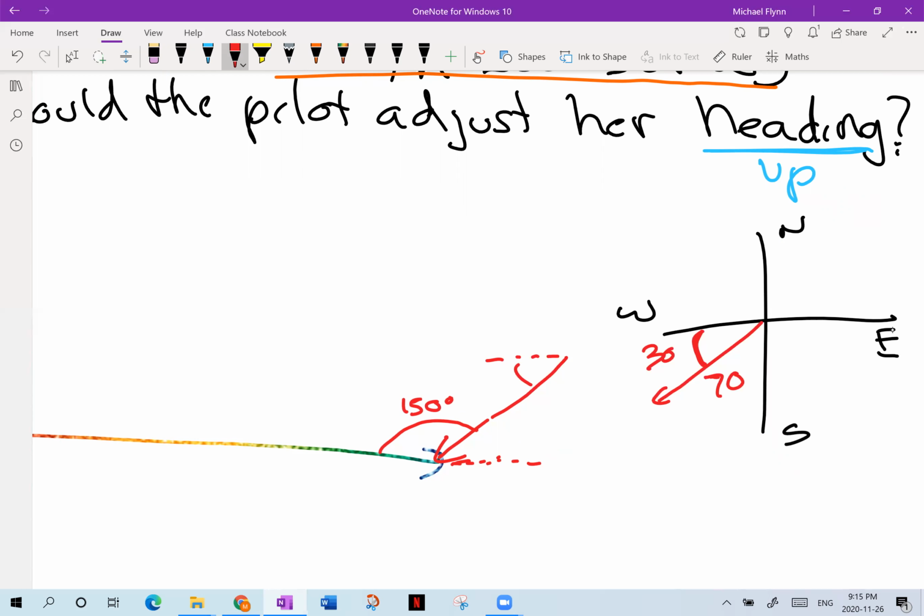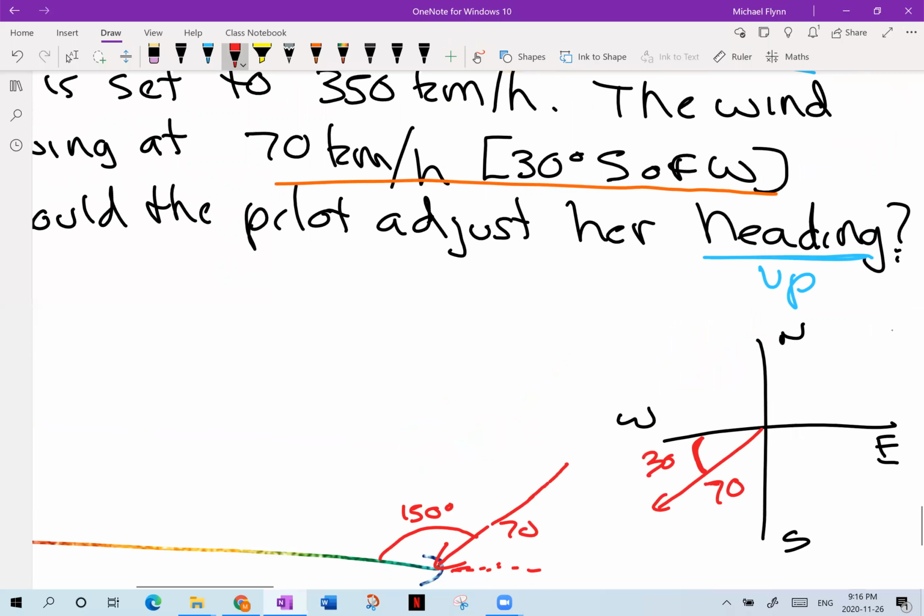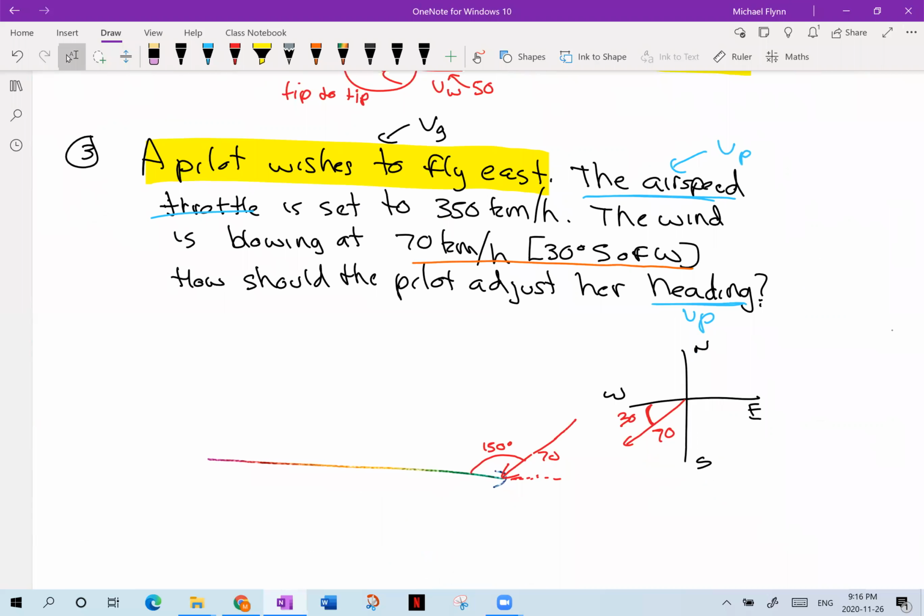This vector here is 70 in length. That's the wind, right? The red one. So it's 30 degrees south of west. Okay, and now to complete the picture, I put my blue vector in. This is the one the pilot controls, that one, okay?